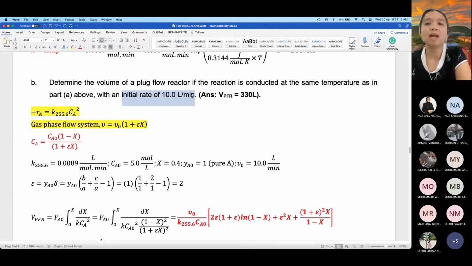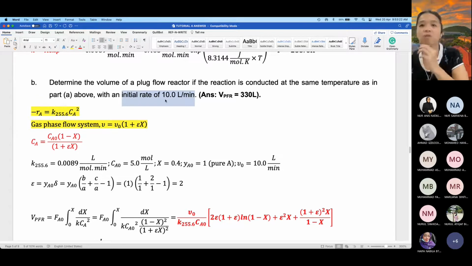Next, dia kata, initial rate of 10 liter per minute. So by now, you already know liter per minute is volume per time. Volume per time is volumetric flow rate, and this is the initial volumetric flow rate. So this one, you have to be very careful, sebab kamu kena ingat, for flow reactor, PFR or CSTR, volumetric flow rate, inlet and outlet is no longer the same. That's a very important thing you have to remember. Initial and outlet volumetric flow rate for gas phase is no longer equal.